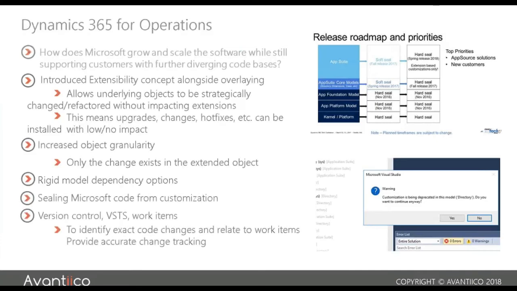So what's the difference in 365? What is Microsoft trying to do? Microsoft wants to increase the cadence at which they release these updates, but they want customers to take advantage of these updates without having to go through this painful process of remerging their code. So they've introduced this extensibility concept, which we'll talk about in the next slide.